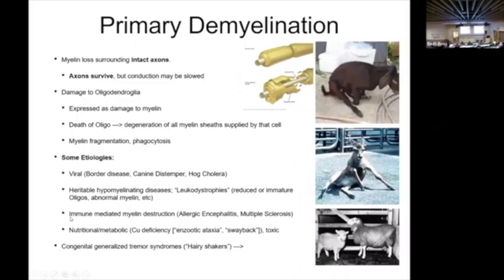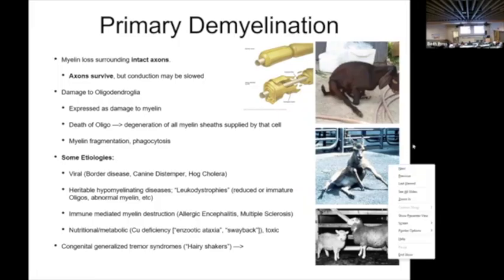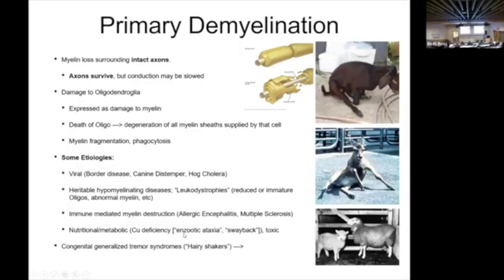You can also get immune-mediated destruction. This is how multiple sclerosis works in humans. It's immune-mediated destruction specifically of your myelin proteins and leaves your axons naked. Some nutritional and metabolic things, so some toxins, copper deficiency, classically known as enzootic ataxia or swayback in sheep and goats. And then there's some congenital generalized tremor syndromes.